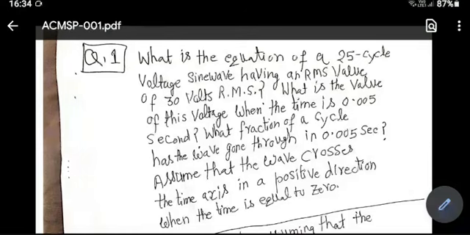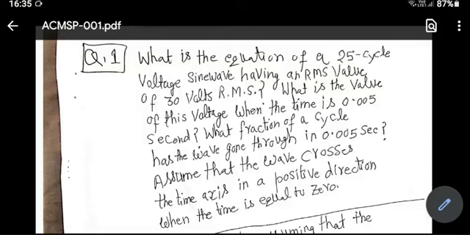You don't need to know anything about synchronous generators to attempt question 1. But this basically is testing your understanding of the basics. What is the equation of a 25 cycle voltage sine wave having an RMS value of 30 volts? RMS, okay. That is the first sentence. What is the value of this voltage when the time is 0.005 second?